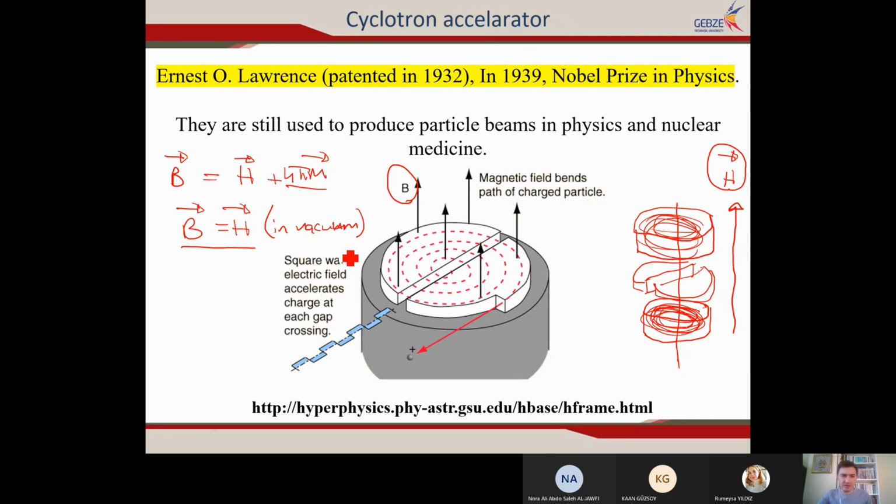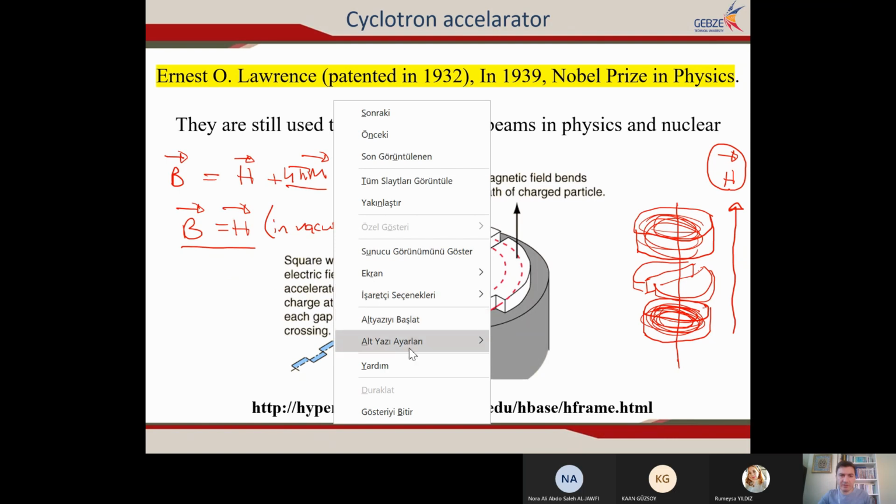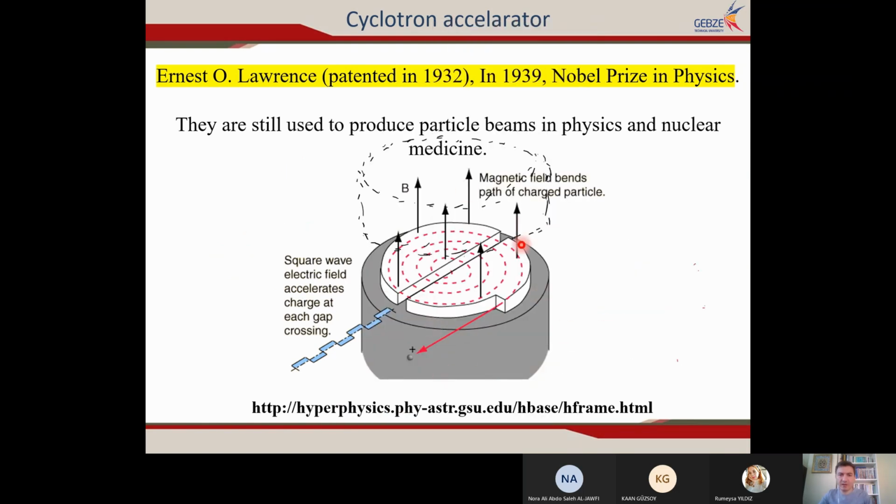So now let me delete this one and then discuss the mechanism of the cyclotron accelerator. Here we have one pole of the magnet, and here we have the second pole of the magnet, and we have magnetic field in between, okay? So then we will discuss why we need this magnetic field. Here we have two Ds with the shape of the letter D, okay? Here we have two Ds, and all these things are under vacuum conditions. So here in the center, we have a proton source.